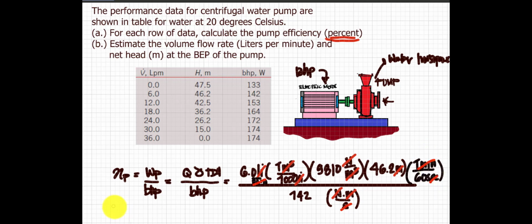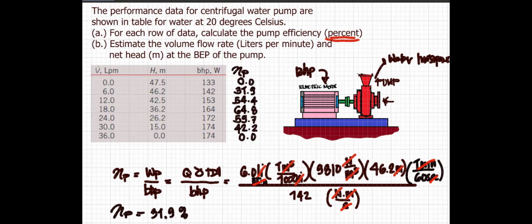So finally, if you're going to use your calculator, we have the value of your pump efficiency, which is equal to 0.319. If you're going to express it in percent, that will be 31.9%. So that will be the efficiency at this point when you have the corresponding 6 liters per minute, 46.2 meters of head, and a corresponding brake horsepower of 142.